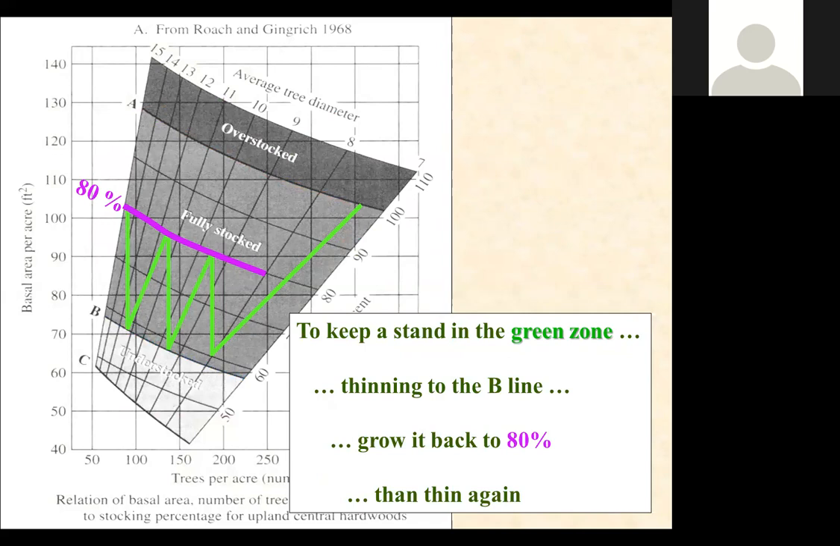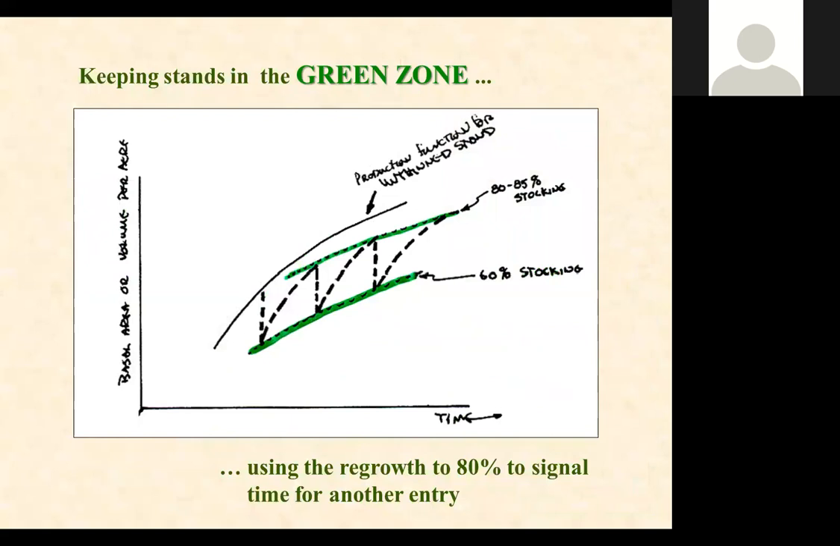And here's the standard production function with basal area or volume on the vertical axis increasing from bottom to top. And in the production function, time goes from left to right. So the solid line is the amount of volume you'd find standing at any point in time in an unthinned stand. The sawtoothed pattern shows the thinning regime: reduced to 60%, grown to 80, reduced to 60, grown to 80. And notice that both the 60 and 80 lines have a positive upward slope, and on the 60% line, the basal area increases through time.